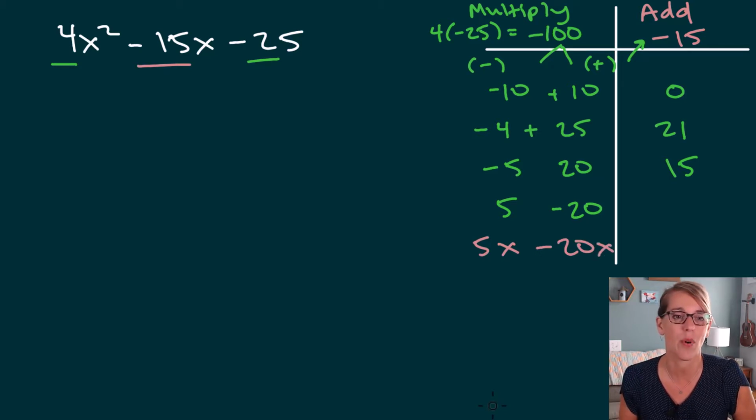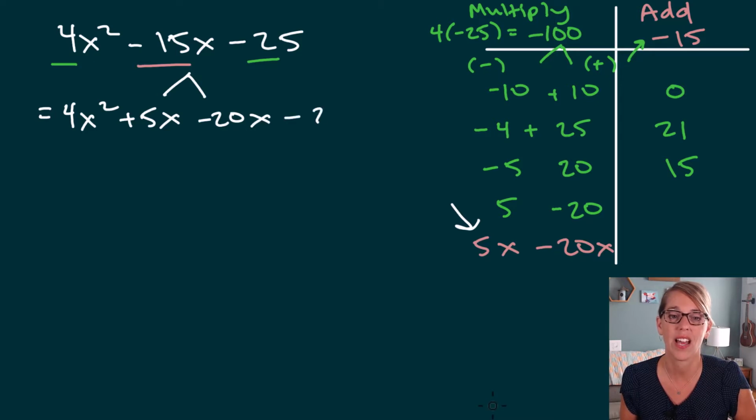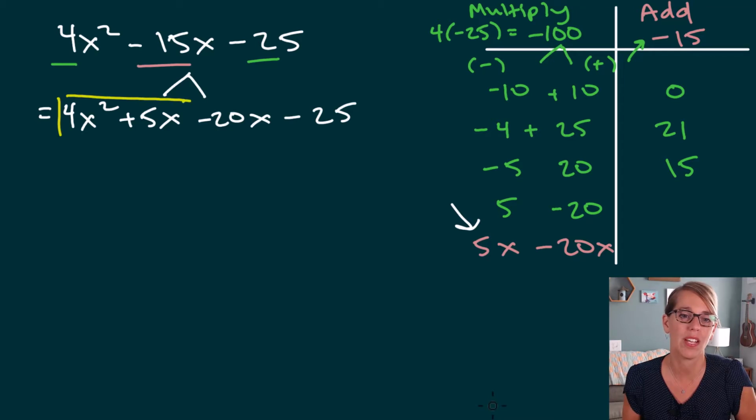Okay, let's rewrite what we've got. So we still have the 4x squared. I'm going to split the negative 15x using these two terms that I just found. So that's a plus 5x and a minus 20x. And then I still have the negative 25. Let's split these into two groups. So I'm going to do the yellow pair first. Definitely an x divides into everybody here. So let's go ahead and factor out the x.